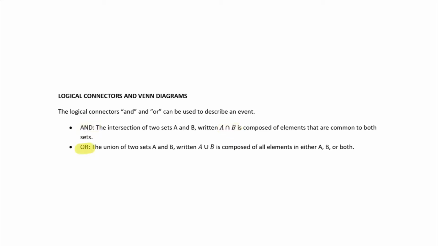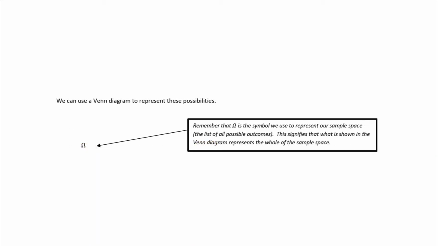In the case of OR, it means the union of two sets, which is written as A union B, is composed of all elements in either A or B. We can use a Venn diagram to represent these possibilities.